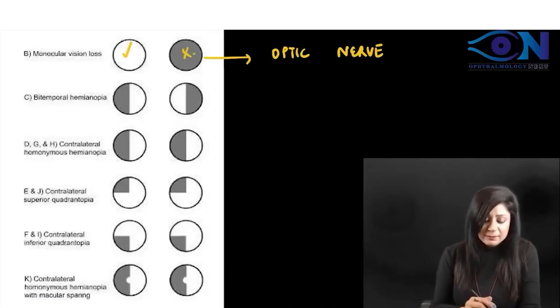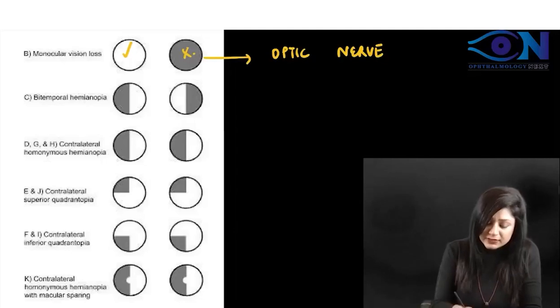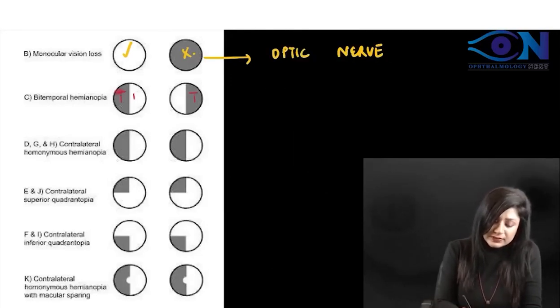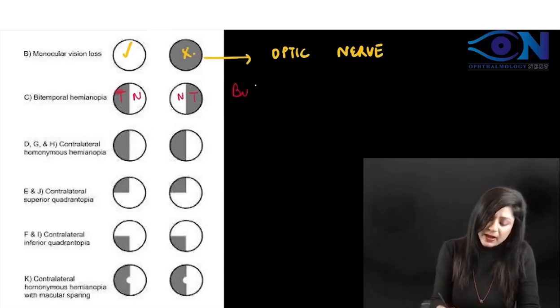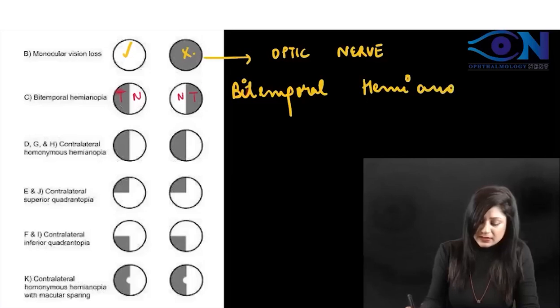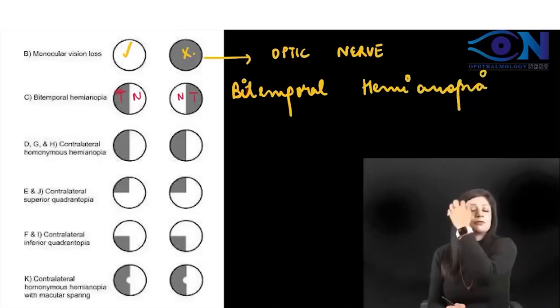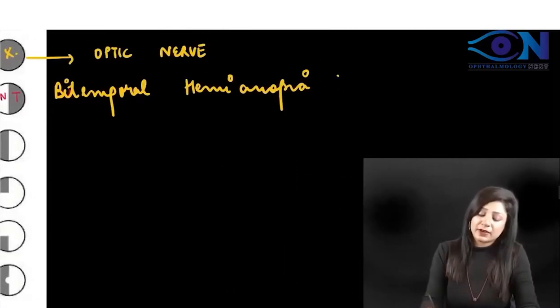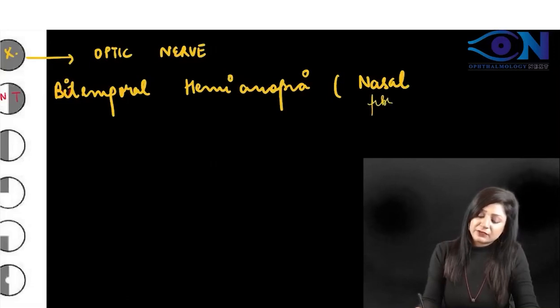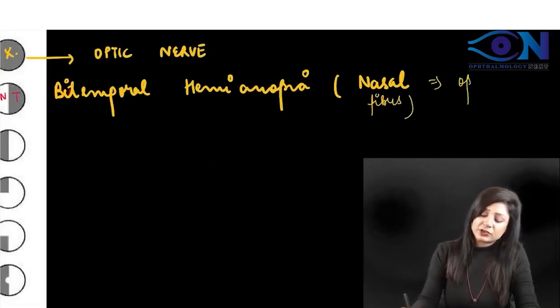Then bitemporal. This is temporal, this is nasal and nasal. So this is actually bitemporal hemianopia. If the temporal blindness is there, which fibers will be affected? It is the nasal fibers. Therefore nasal fibers are affected. If the nasal fibers are affected, it is a lesion of the optic chiasma.